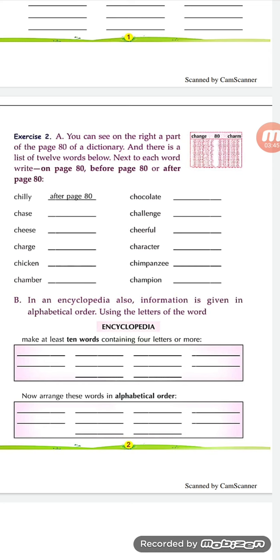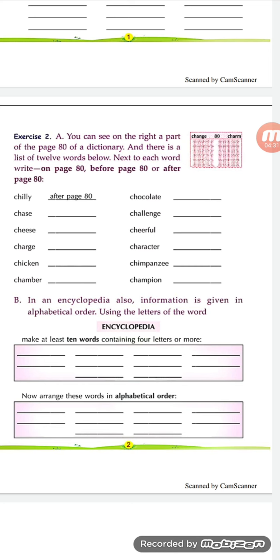Likewise, we will check each letter of the word given and check whether it lies between the guide words of the page given. And we will find that chili lies after page number 80. Second, chase, it will also lie after page number 80. That is, it will lie on any page other than page number 80. Next, cheese, this word will also lie on a page after page number 80. And likewise, we will solve the exercise. Try to do the exercise yourself and check your answer from the answer key provided.